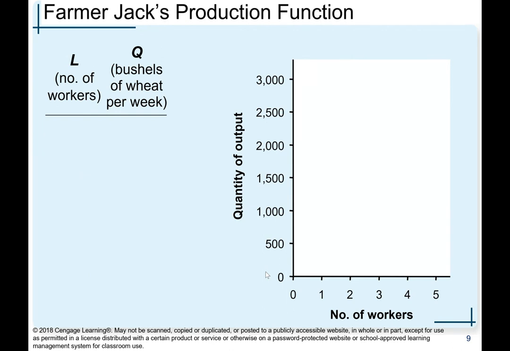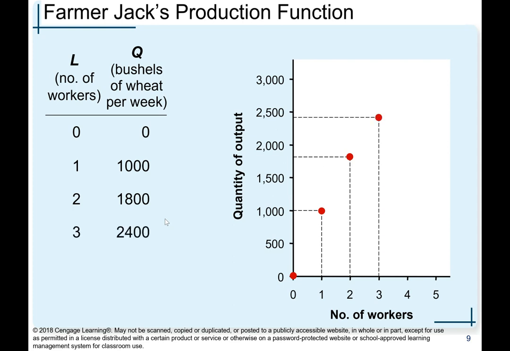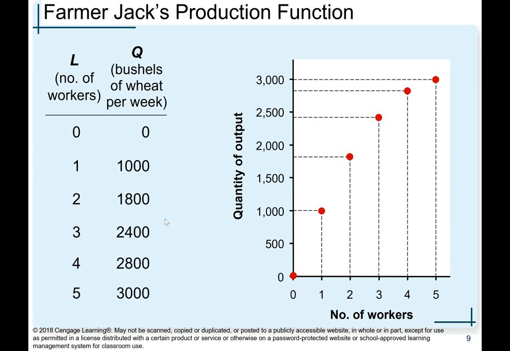So this is Jack's production function. If Jack hires 0 labor, he produces 0 wheat. If he hires 1 person, he produces 1,000. Hires 2 people, production goes to 1,800, and then to 2,400, and then to 2,500. And 5 people hired will produce 3,000. And that is the production function that we have seen before.